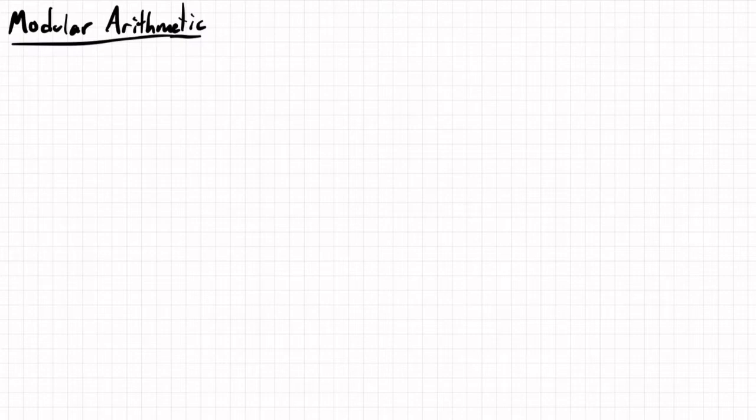Let's use our knowledge of quotient groups to learn about modular arithmetic. So what we're going to do is consider, normally, a group G and a normal subgroup N, and from that we form the quotient group G mod N.